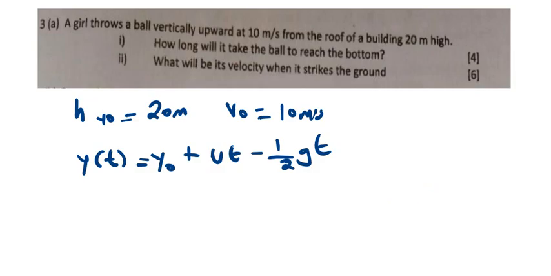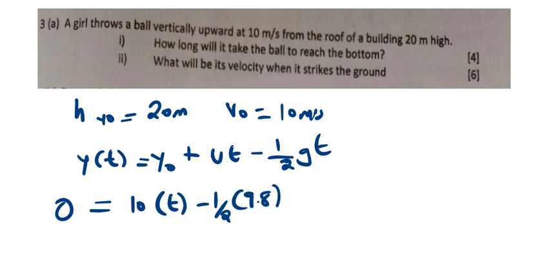So basically, this is what we have. Now your y(t) will be equal to 0. What is your initial y? It is also not there. Then what do we have? We have our initial velocity, we've been given that it is 10. This is multiplying by the time, which we are trying to find, minus half gravity, 9.8, multiplied by the time that we are trying to find. So what are we going to have?